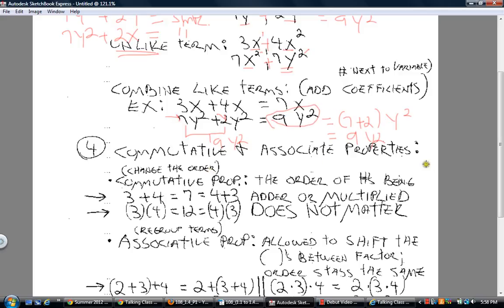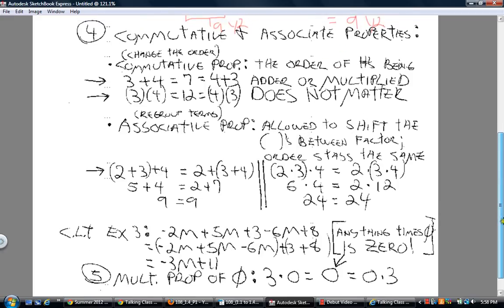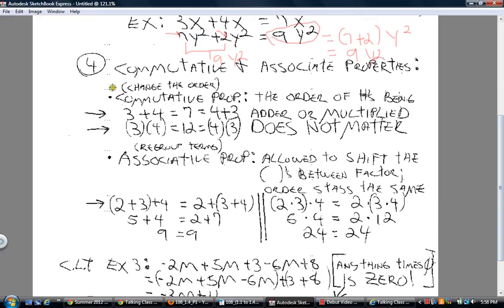Okay, now let's go ahead and take a look at objective 4 here. I'm going to talk about commutative and associative properties of addition and subtraction. Every course we cover these, and I'm going to try to give you some English translations so that you can kind of take these with you.